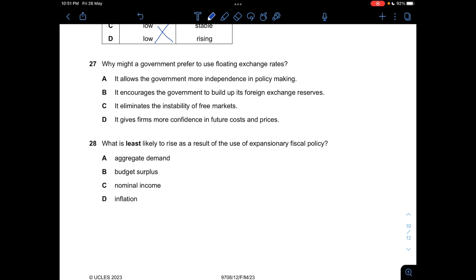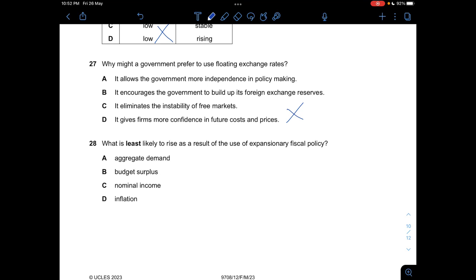Okay, for question 27, why might a government prefer to use floating exchange rates? So let's just look at the four options here. A, it says it allows the government more independence in policy making. B, it says it encourages the government to build its foreign exchange reserves. C, it says it eliminates the instability of free markets. And D, it gives firms more confidence in future costs and prices. So C and D are mostly about when there are fixed exchange rates, so they're not really correct.